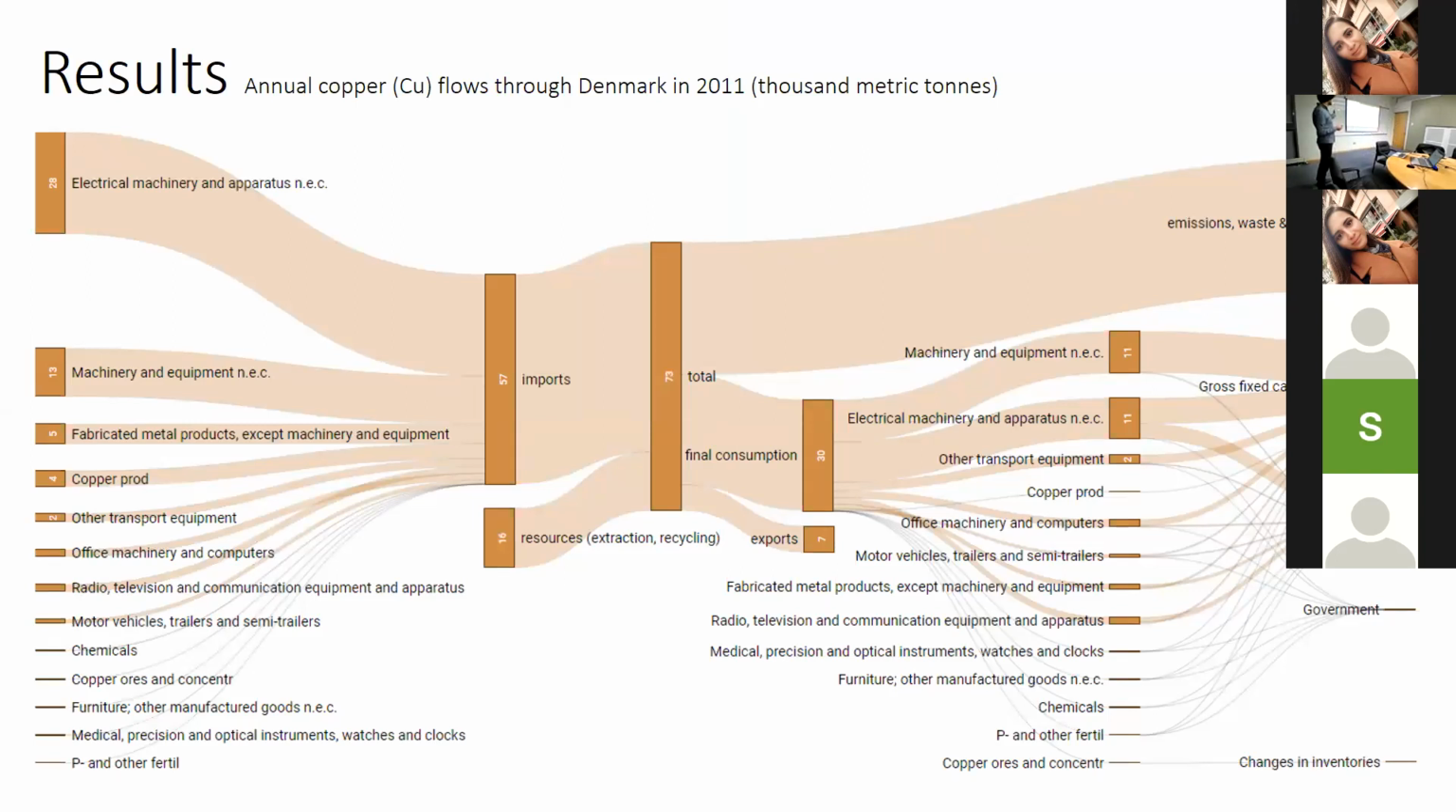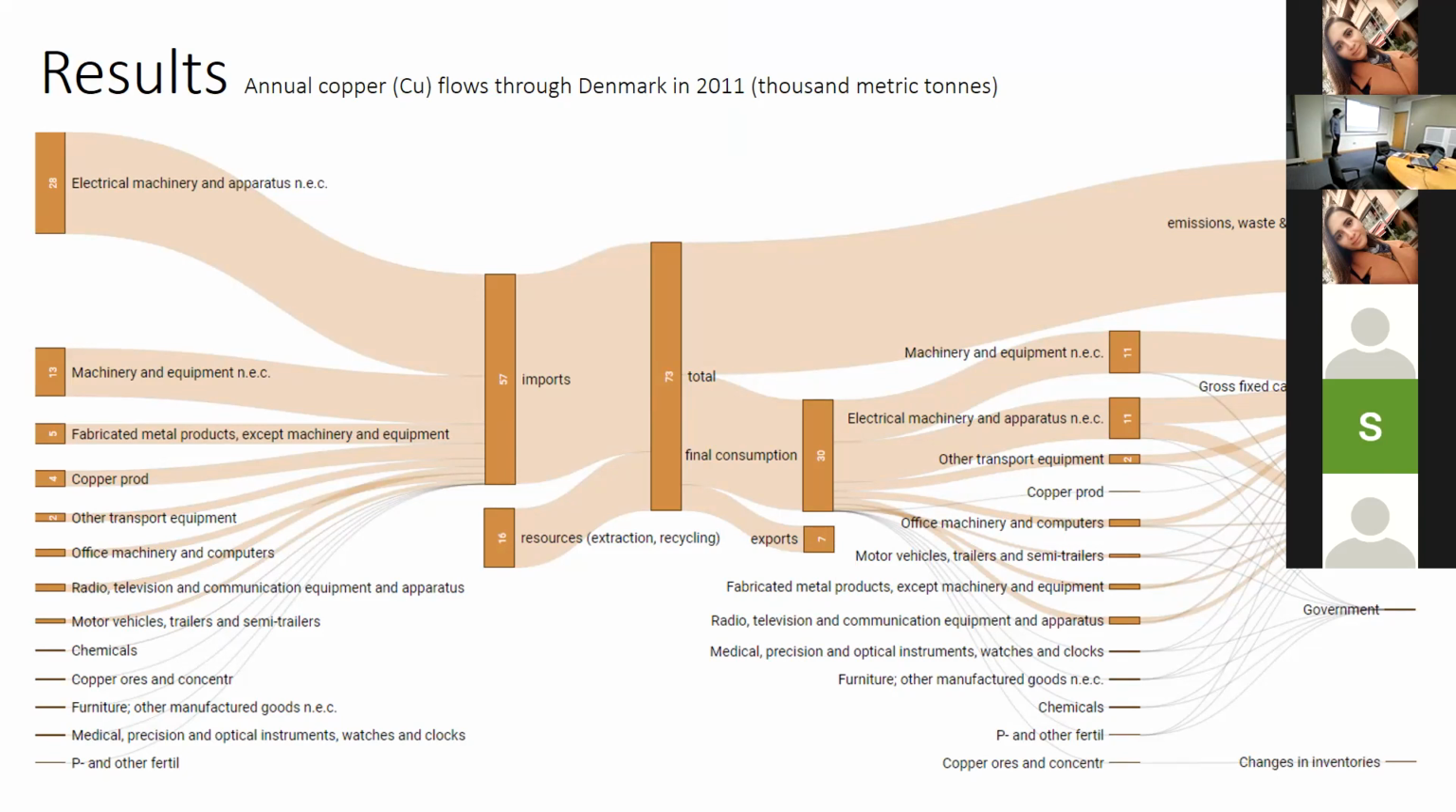This is only a single country, Denmark, trading the copper flows in a domestic economy of Denmark for the year 2011. So these are all the products on the left which are imported into the Danish economy. The copper flow in kilotons of copper in copper products. So, to copper in motor vehicles.